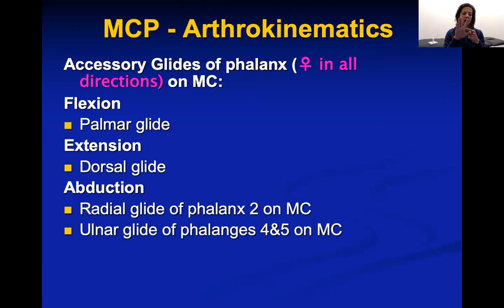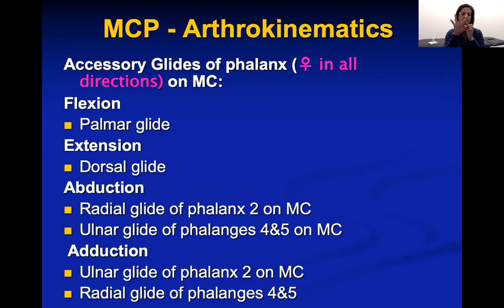So because they're all concave on convex, if I want to abduct the first one, away, then I'm going to do a radial glide toward the radial side here. And if I want to abduct this side, it's going to be an ulnar glide. And of course, for adduction, if I want to adduct the first one, the glide will go in the same direction, so it would be an ulnar glide. And if I want to adduct the 4th and 5th, it will be a radial glide.